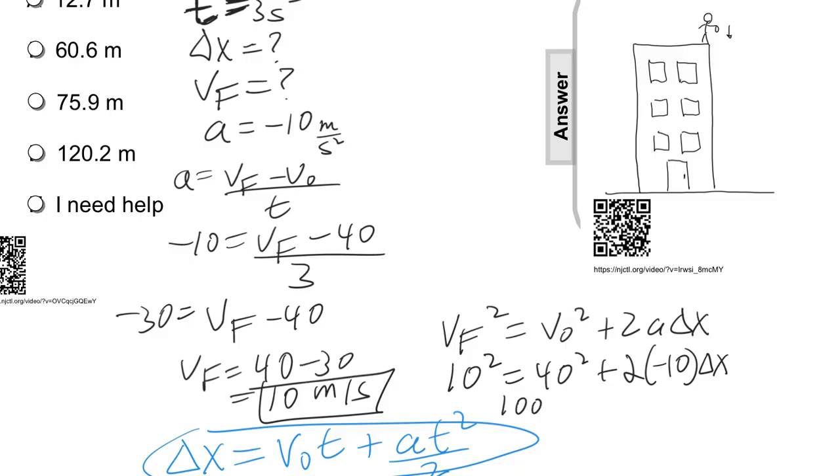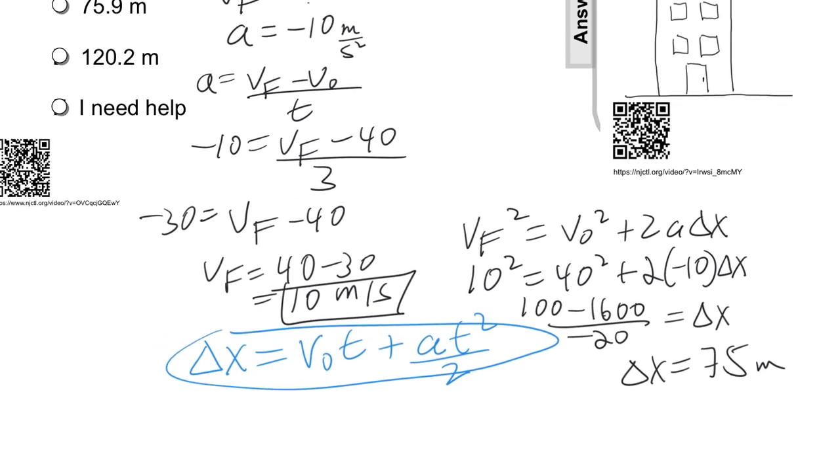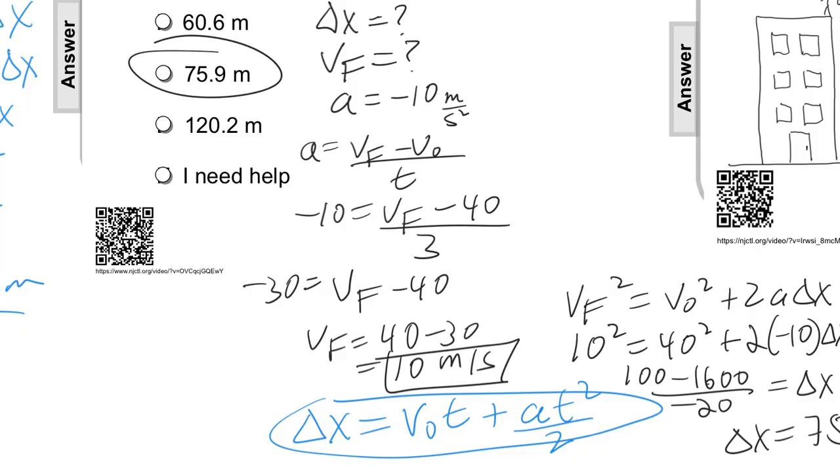So 100 minus 1600 divided by negative 20 equals delta x. So what does that come out to be? Negative 1500 divided by negative 20 is equal to 75. So that would be this answer.